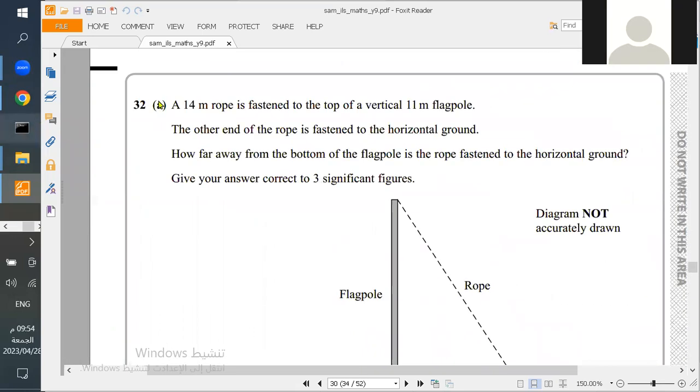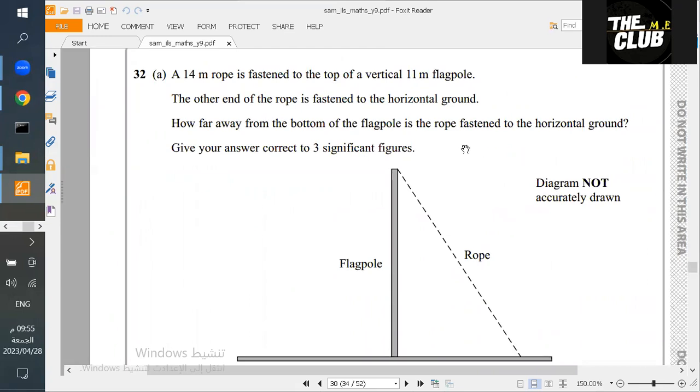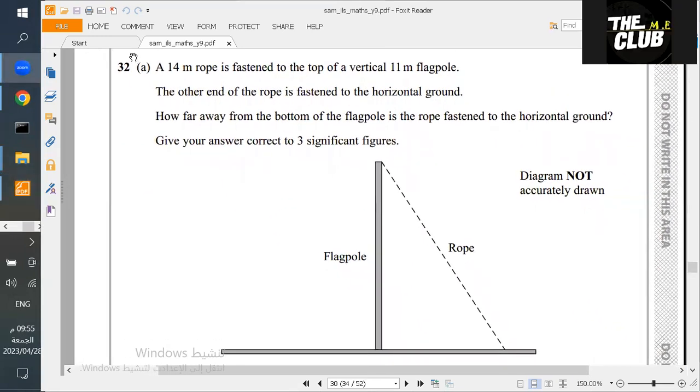But I have a shape here. A 14 meters rope is fastened to the top of a vertical 11 meter flagpole. Is this question in the workbook? I think it's near question 8. Let's see. A 14 meters rope is fastened to the top of a vertical 11 meter flagpole. The flagpole is 11 here, right? And the rope is 14. The other end of the rope is fastened to the horizontal ground, which is this.